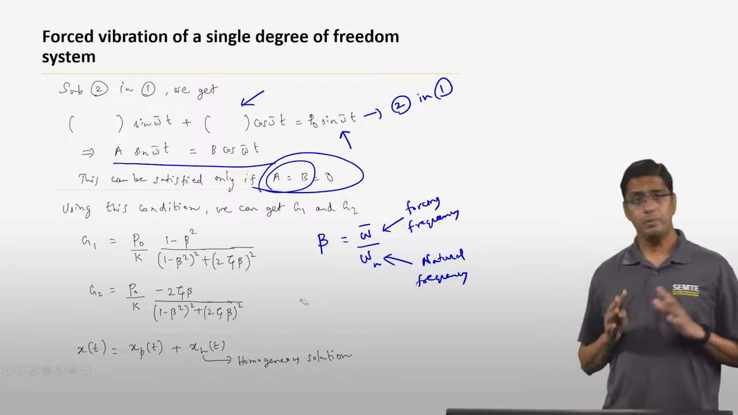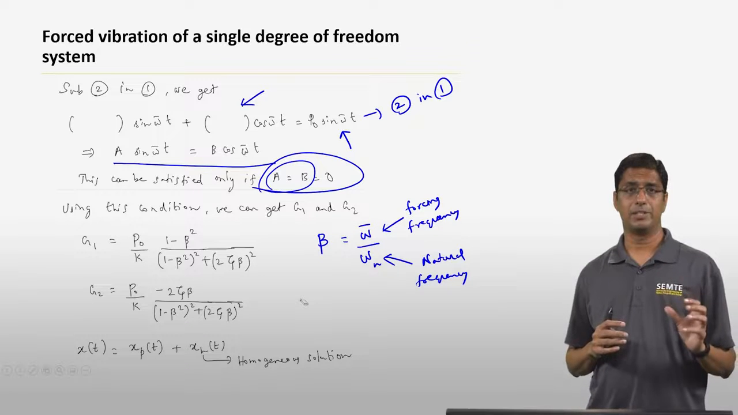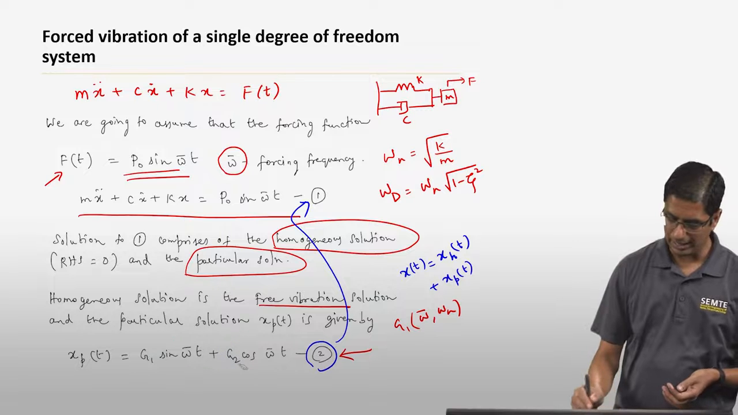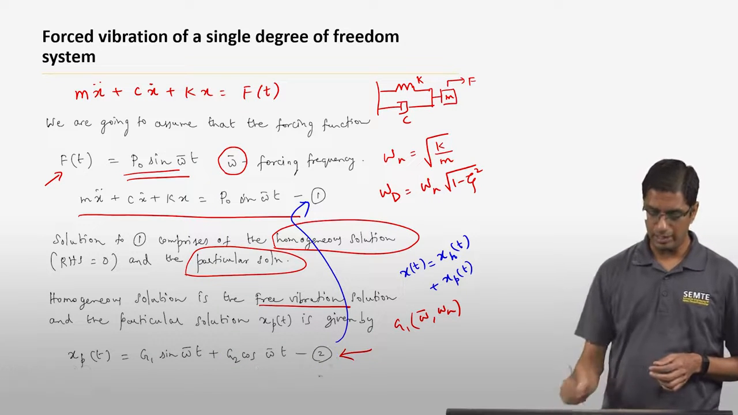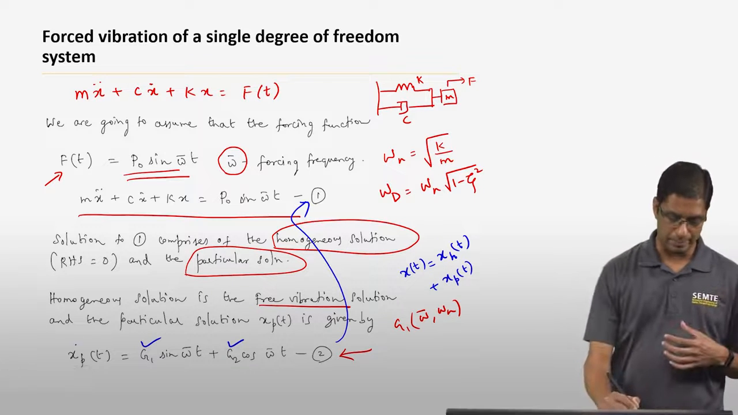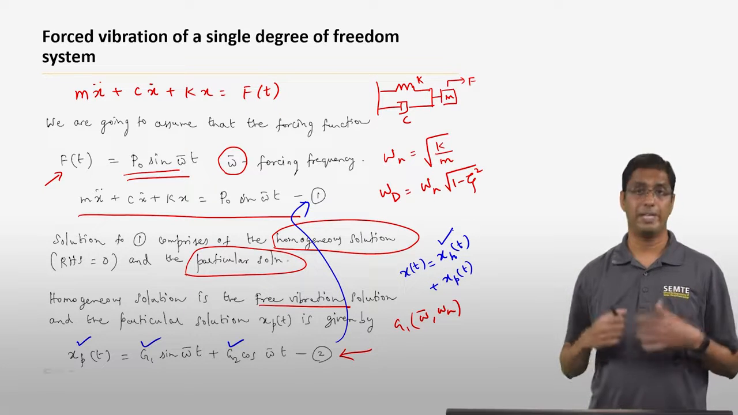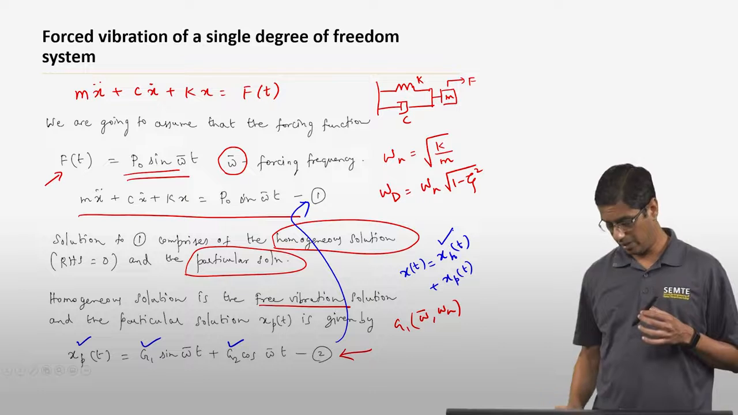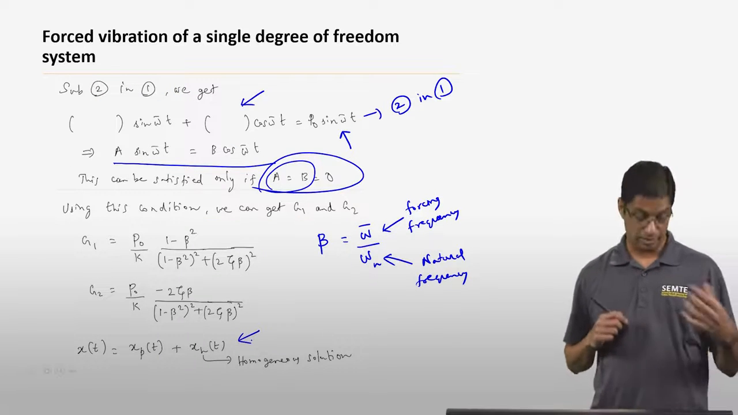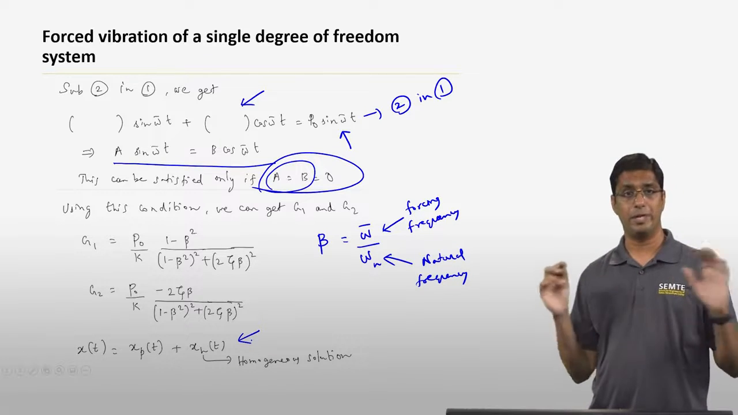Now, what we have done is that we have found the particular solution. And that particular solution is, as we talked about, G1 sine omega bar t plus G2 cos omega bar t. We have found G1 and G2 now. Okay, so we know what xp of t is. We already know what the homogeneous solution is. That is what we derived in the previous lectures, xh of t. So the total solution x of t is going to be xp of t plus xh of t. Okay, so we know everything now.